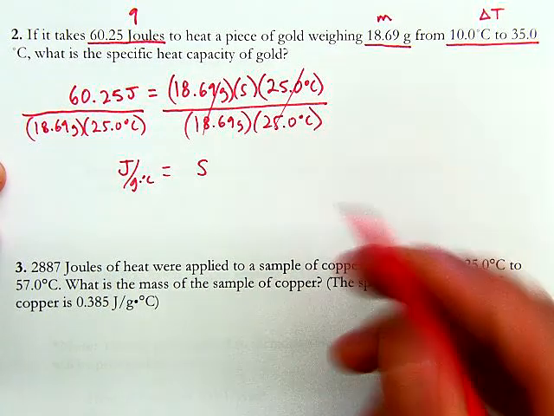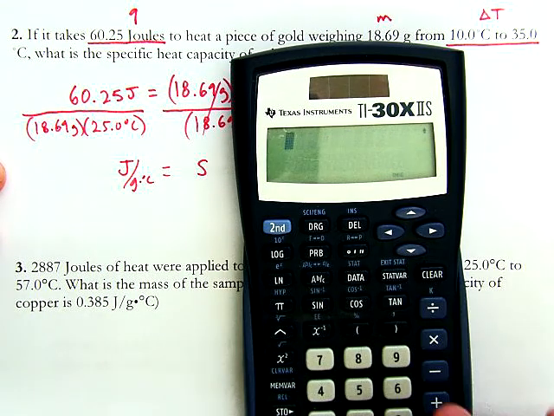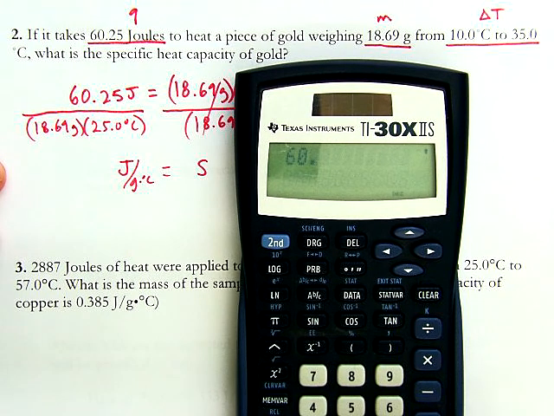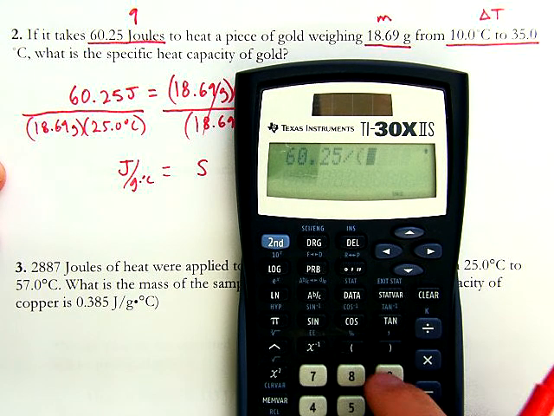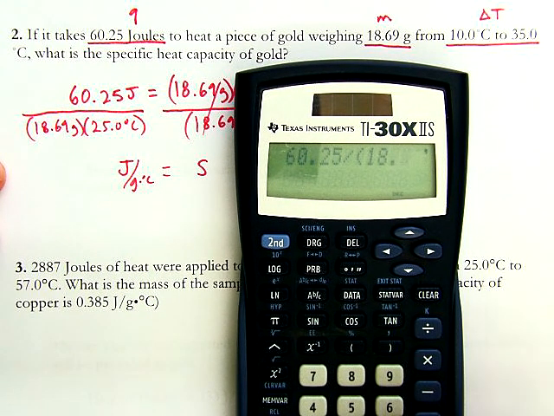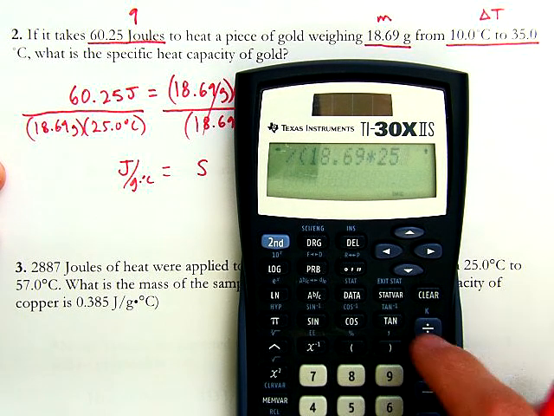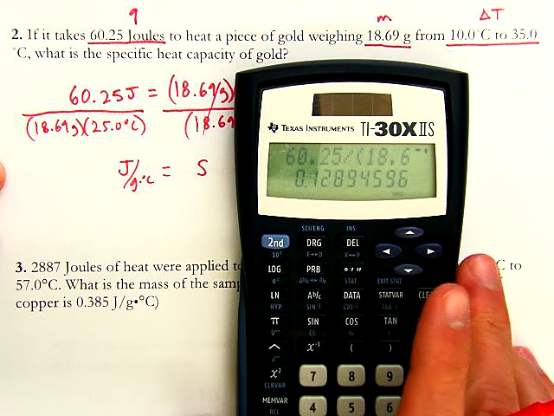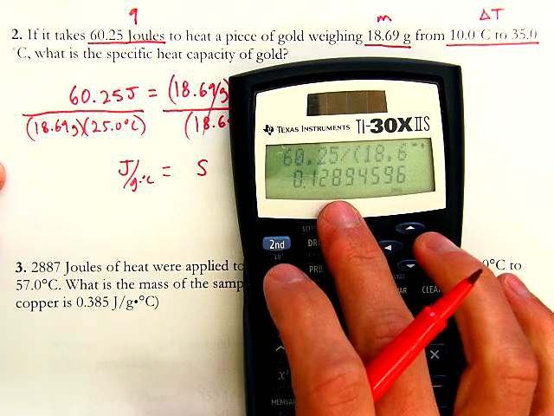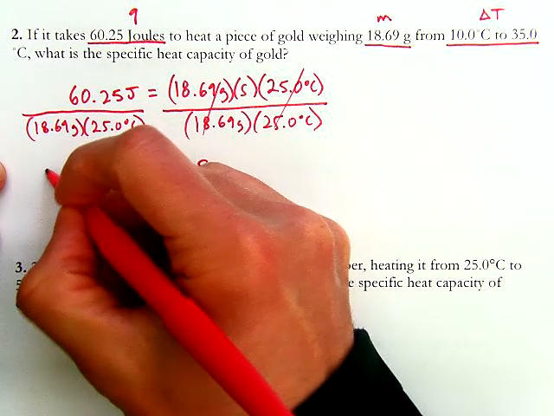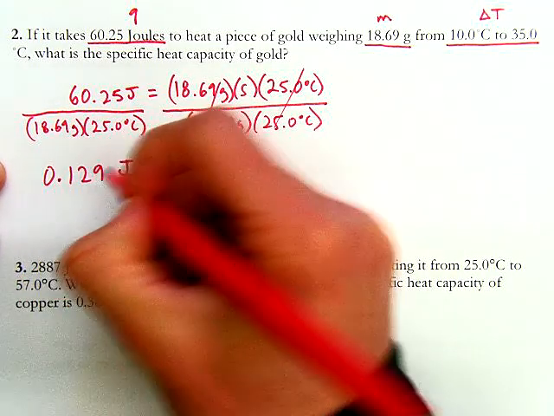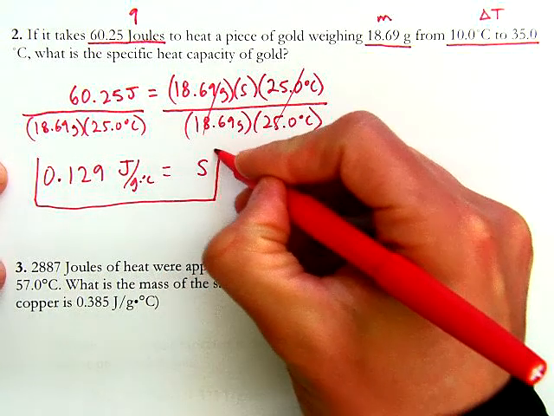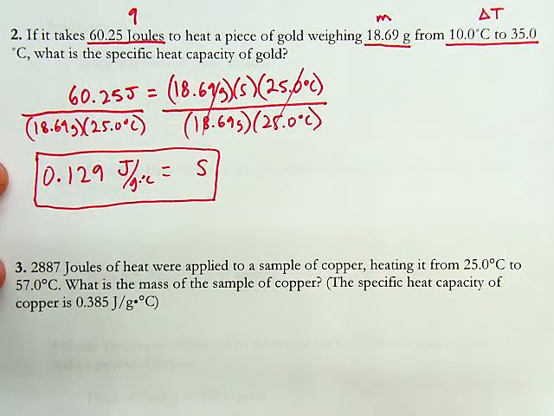Right? Now when we do this, let's plug them in here. It's going to be 60.25 divided by the product of 18.69 times 25, close parentheses, and round that to 3 sig figs is 0.129. So 0.129. That is the specific heat capacity of gold. 0.129 joules per gram per degree Celsius.